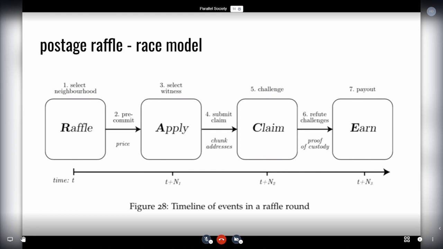And therefore I promise that I have all of them, and then they get some challenge, and for those challenges they basically select some witness postage batches, and they have to give proofs of custody for those chunks that are part of this witness batch. So they have to show those chunks that are stamped with a particular postage stamp, and then if they survive these challenges, they can earn. And we term this the race model. So this is approximately how it looks. There are a few loose ends here, but this is basically the main model.